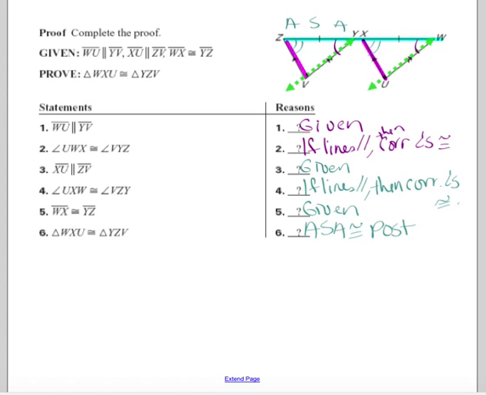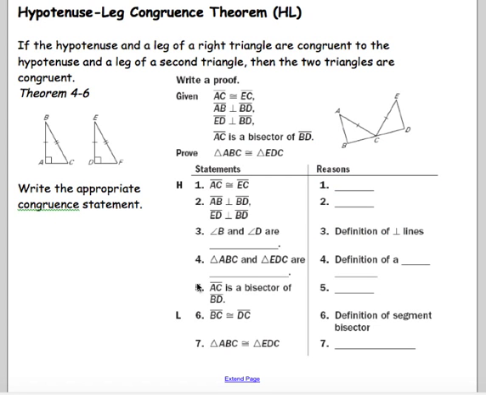The next of the 5 methods is the hypotenuse leg theorem. This one's a theorem, the others so far have been postulates. If the hypotenuse and a leg of a right triangle are congruent to the hypotenuse and a leg of a second triangle, then the two triangles are congruent.